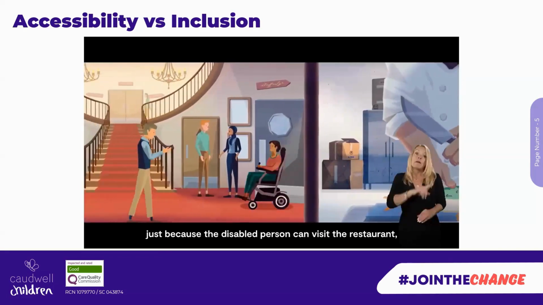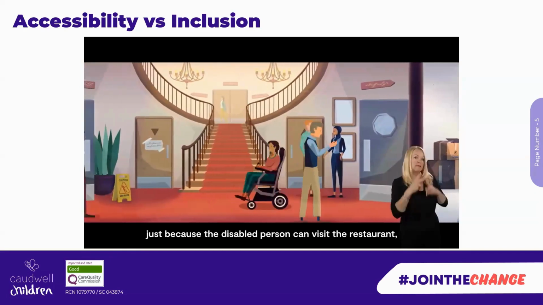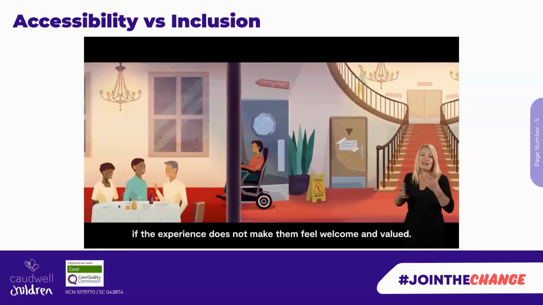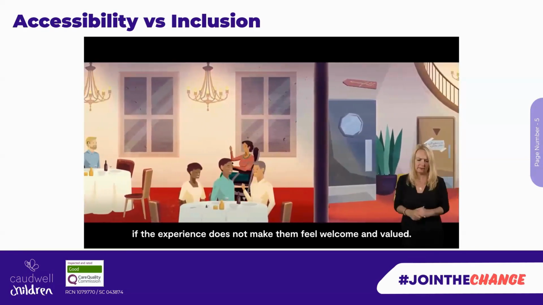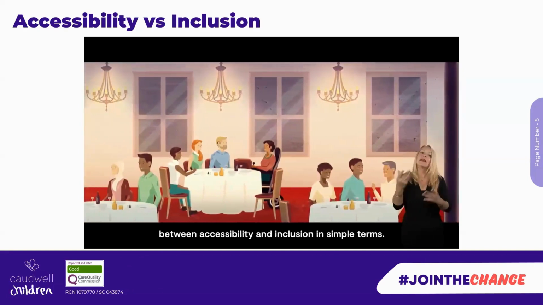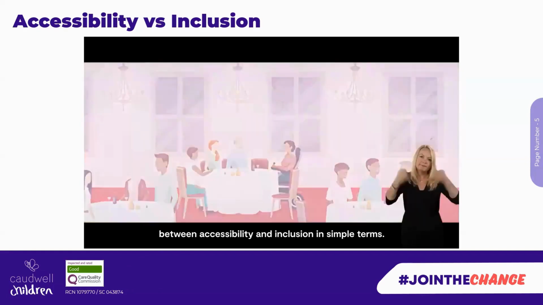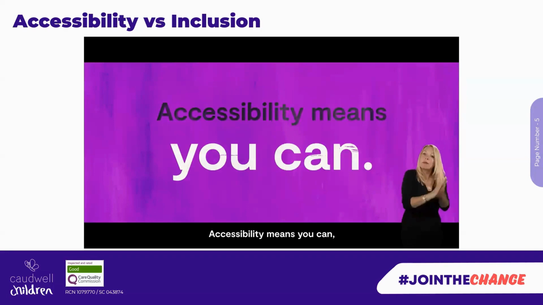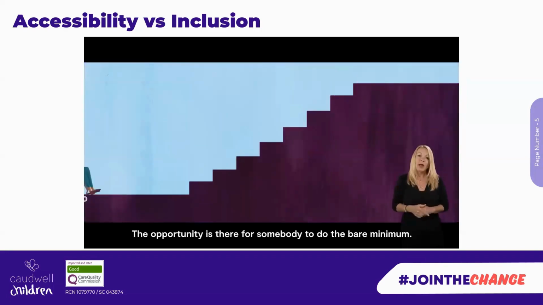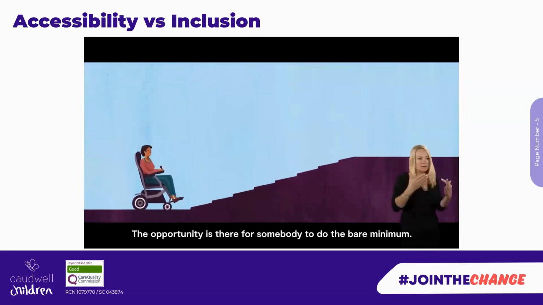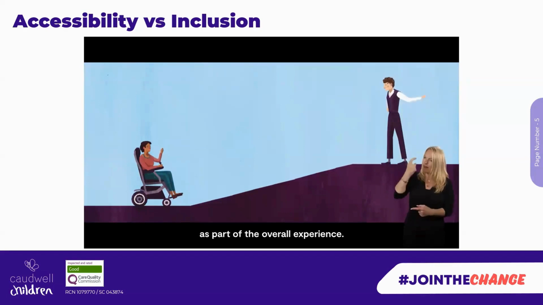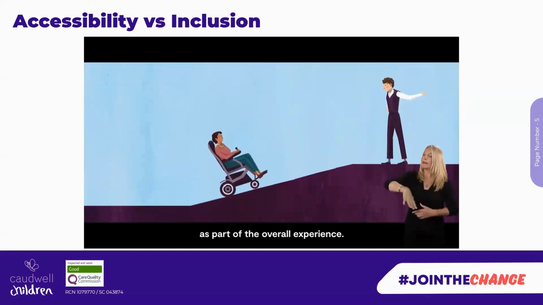In other words, just because the disabled person can visit the restaurant, it doesn't mean they would want to if the experience does not make them feel welcome and valued. This example helps us to understand the difference between accessibility and inclusion in simple terms. Accessibility means you can. Inclusion means you want to. The opportunity is there for somebody to do the bare minimum. Inclusion means the individual feels thought about as part of the overall experience.